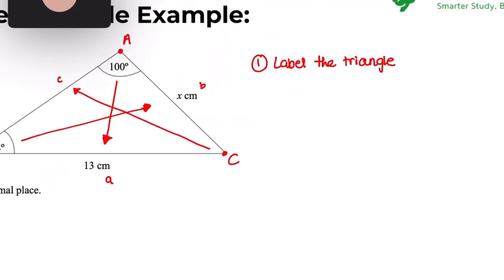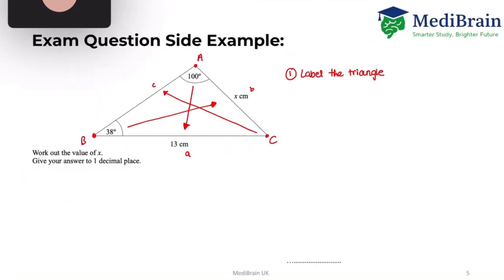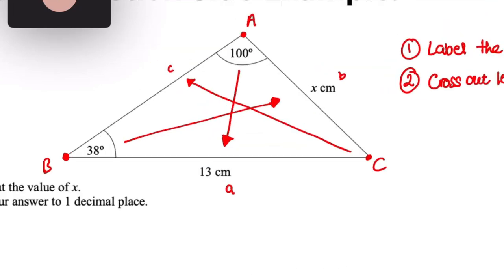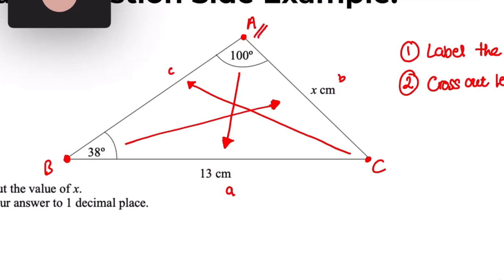Okay, so we've labeled the triangle with our letters. Now what we are going to do is cross out the letter which we have no information about, which we don't need at all. As you can see over here, in this triangle, we need A because we know the angle, and we need lowercase a as well because we know the side. We need B because we know the angle. And we need b definitely because we need to work out what b is, because b is x.